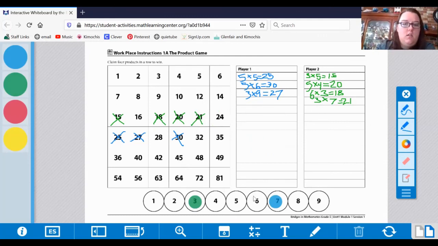Let's see. 7 doubled is 14. Not real helpful. 7 times 3 is 21 we just found. 7 times 4 is 28. Look at there. 7 times 4. Bam, bam, bam, bam. 7 times 4 equals 28. Pew, pew, blue wins.